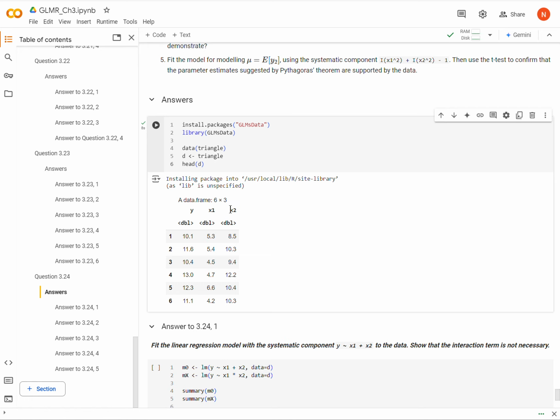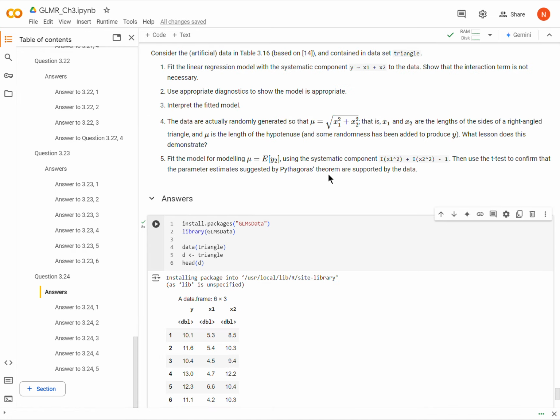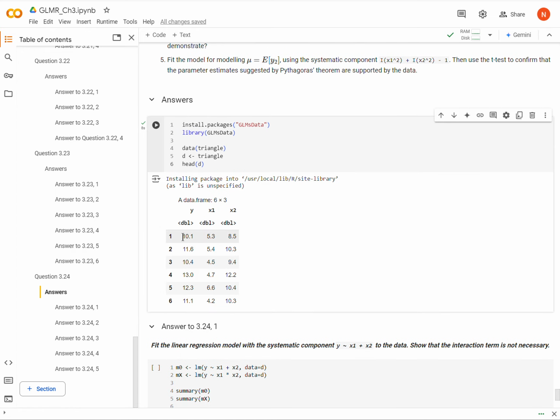So we have y, x1, x2, and what this is, it's two sides of a triangle, the non-hypotenuse sides, and the hypotenuse. So y is the hypotenuse here. Okay, and so how is this made? So presumably they just picked some random x1 and x2, squared them and took the square root by Pythagoras' theorem to get y. And then later we learned that they also added some random noise to y. So it's not a perfect fit, but it's roughly fit.